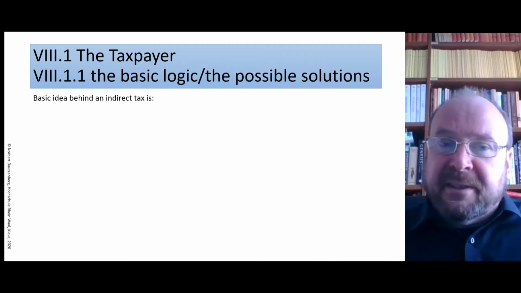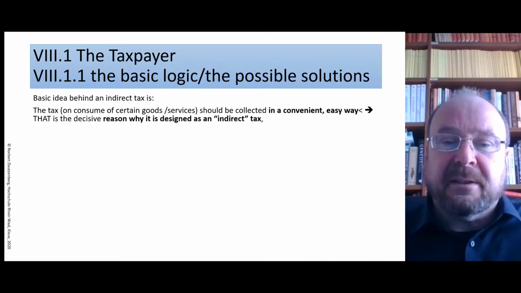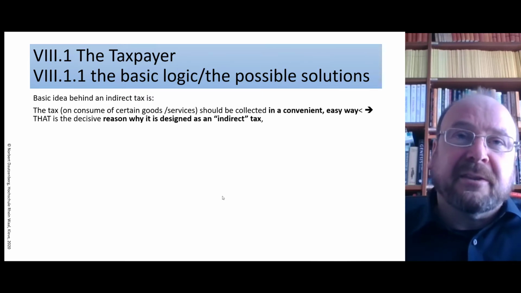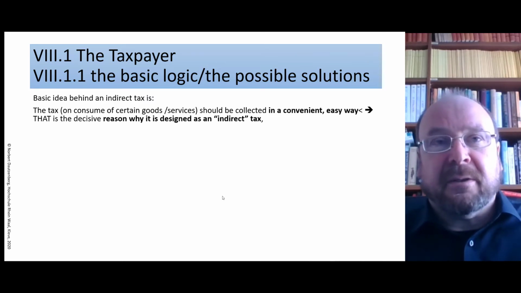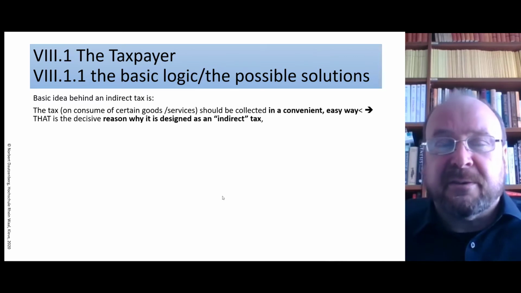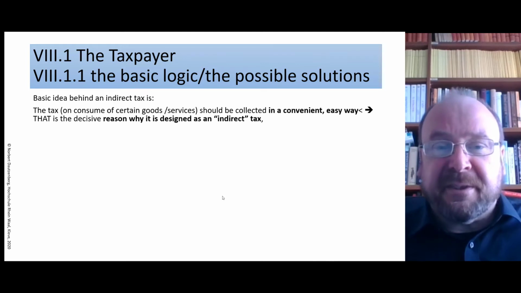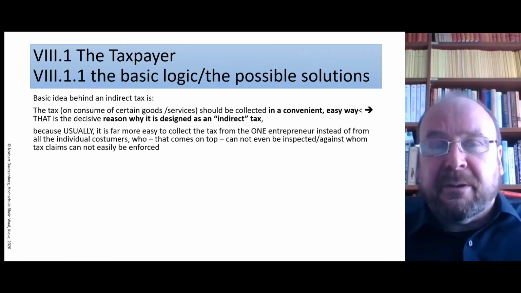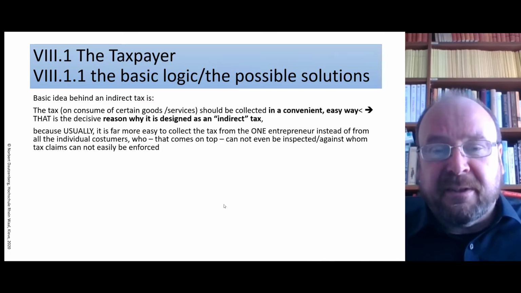The basic idea is usually that we take an indirect tax in order to be more convenient in collecting the tax. It's far easier to address one business owner for the tax on everything which his or her customers consume than to address the individual 1,000 customers and ask them for a tax declaration. Yeah? That's usually our reason why we establish an indirect tax and collect the tax from the entrepreneur.